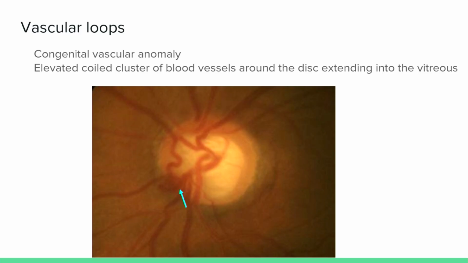Vascular loops are usually a congenital vascular anomaly. They are elevated coiled clusters of blood vessels around the disc extending into the vitreous. This is not congenital, this is in glaucoma. Why do you have the vascular loops in glaucoma? Usually you find them in advanced glaucoma because of ischemia or vein occlusions.